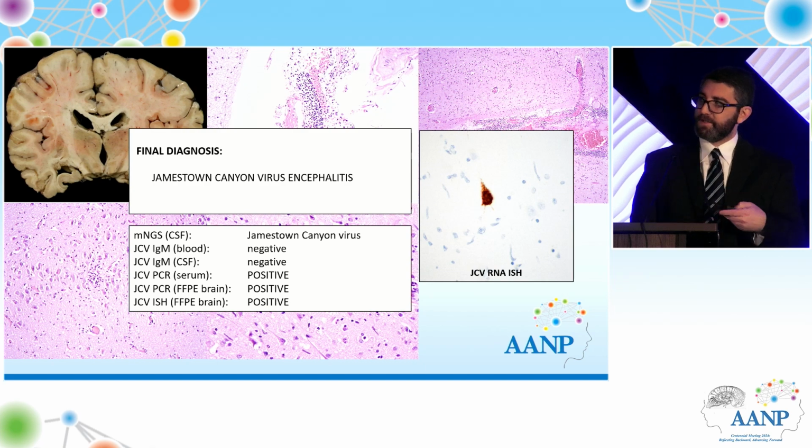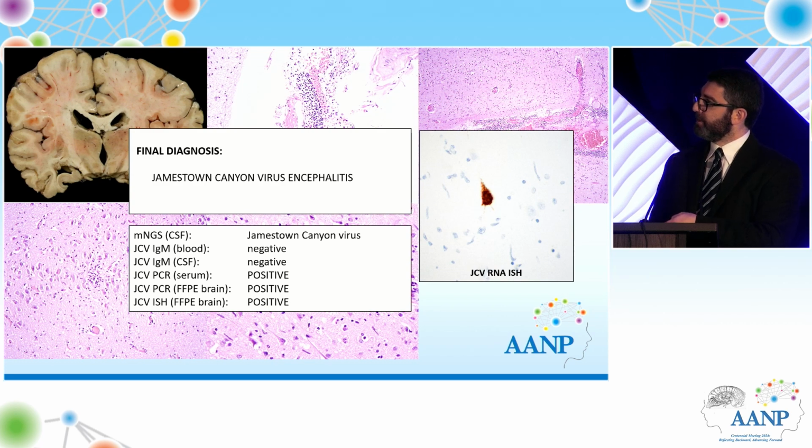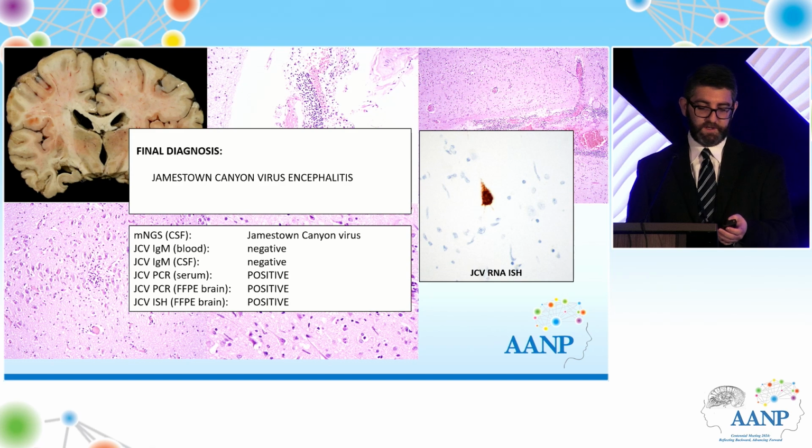So that was the metagenomics result. Usually these cases are diagnosed by serology, but in this case the serology was negative, we think, because of the rituximab. But we were able to confirm the metagenomics by PCR in the serum of the brain tissue, and then we designed some RNAscope ISH probes and confirmed that there are cells in the brain that have this virus.